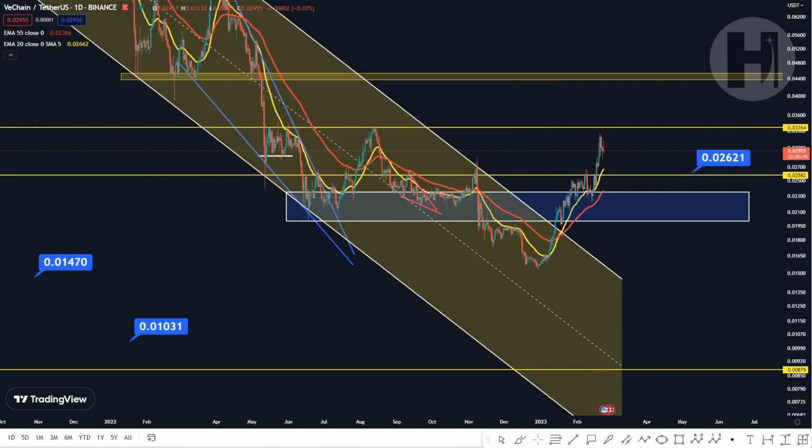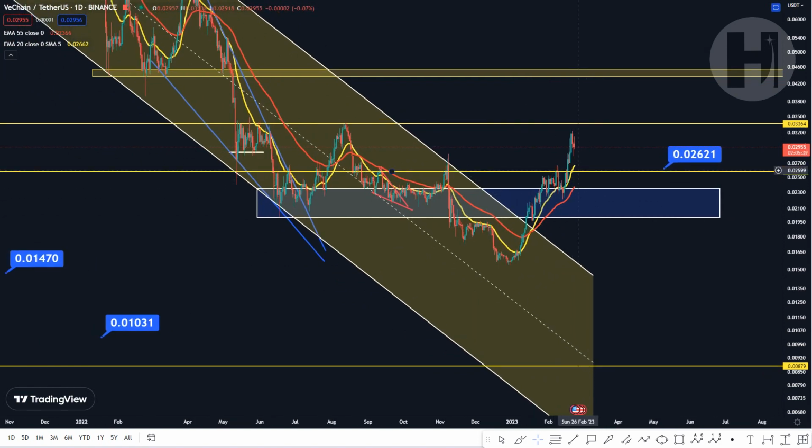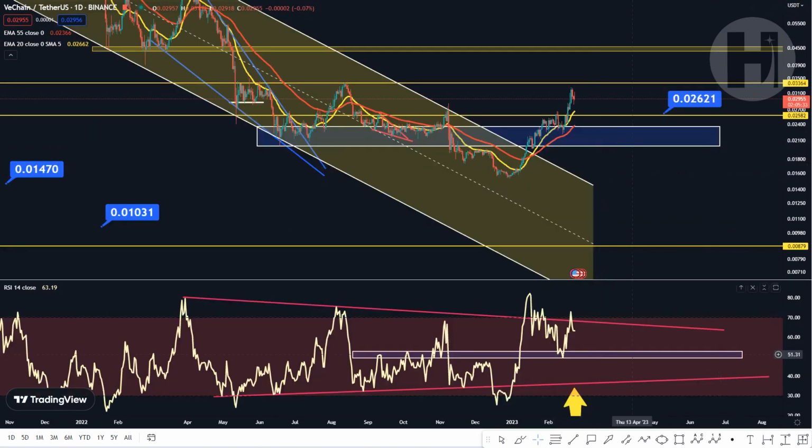So this is looking bullish for now, although the gap between the EMAs is getting fairly large. Also, the price is very overextended from the 20 EMA, and if we take a look at the RSI, you can see that we're printing a bearish divergence, and this typically ends with a pullback.